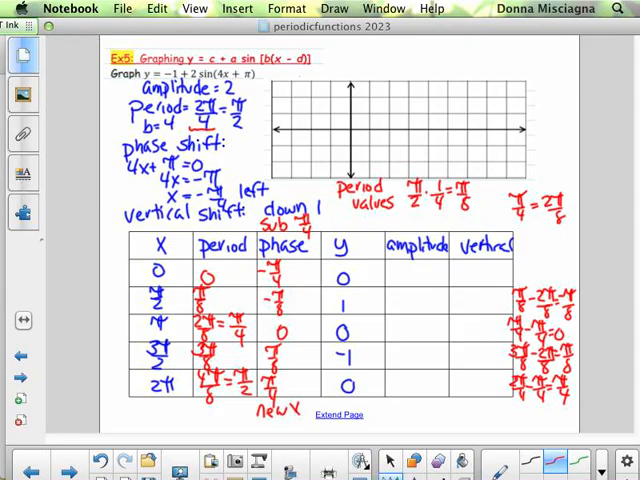For the y values, for the amplitude, we are going to multiply by 2. So this would be 0, 2, 0, negative 2, 0. And then we will subtract 1. So negative 1, 1, negative 1, negative 3, negative 1. And that's the new y.